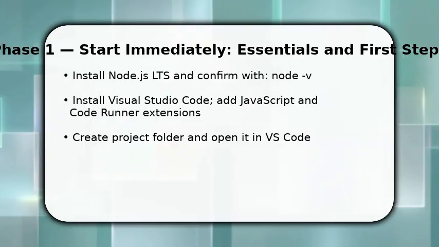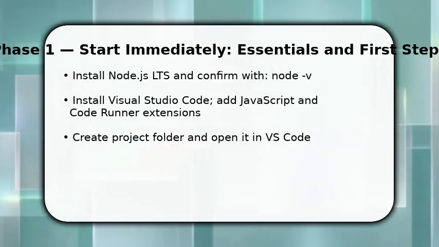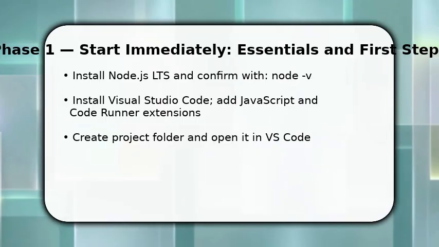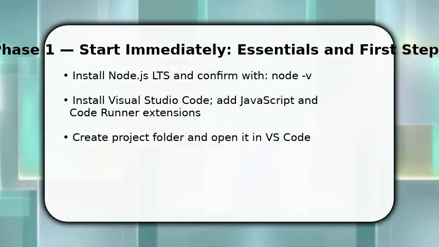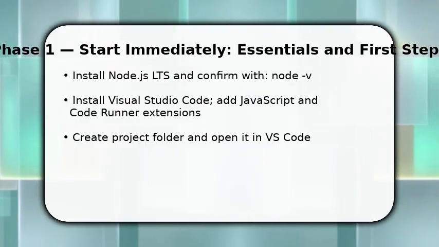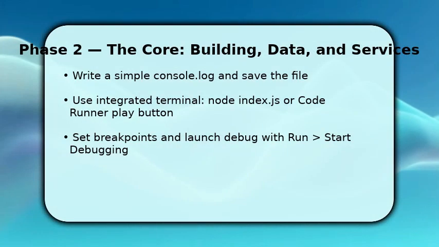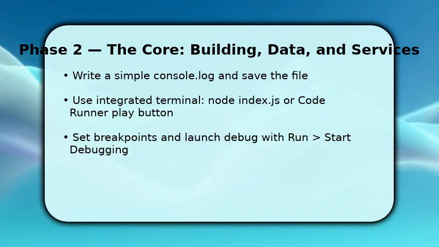Then create a new file named index.js. You do this now because running code relies on the runtime and the editor being aligned. Make sure extensions and terminal access are available before moving on. Once done writing code, save and run with node index.js in the integrated terminal to see output immediately.